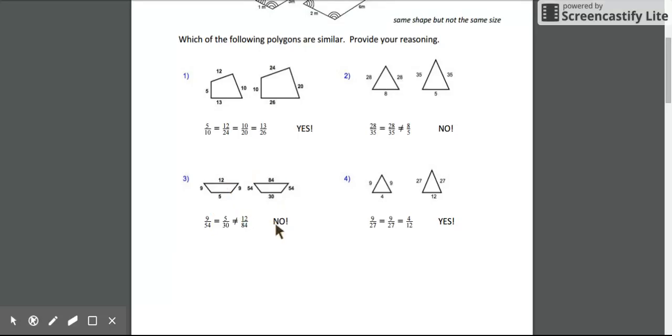So I'm going to compare the last tops. The 12:24 ratio is the last thing I need to compare. Well, 9:54 can reduce to a 1:6. 5:30 can also reduce to a 1:6 ratio. But 12:84 is not a 1:6 ratio. So that's not equal. They are not in proportion. They're not similar figures. And one more time, we can do this triangle. 9:27, same as the right side, 9:27. And the bottom is a 4:12. By simplifying these ratios, I get a 1:3. And that's the same. 4:12 is 1:3 as well. So similar triangles there at the bottom.